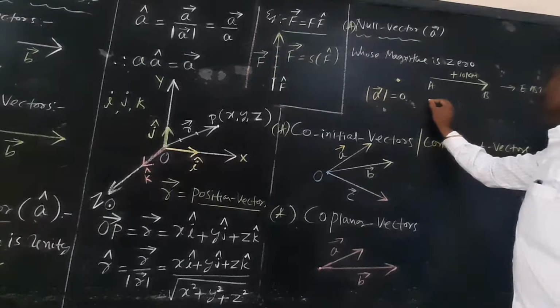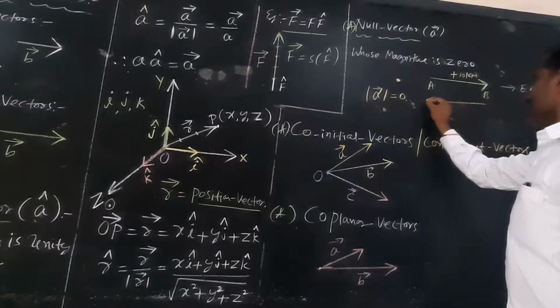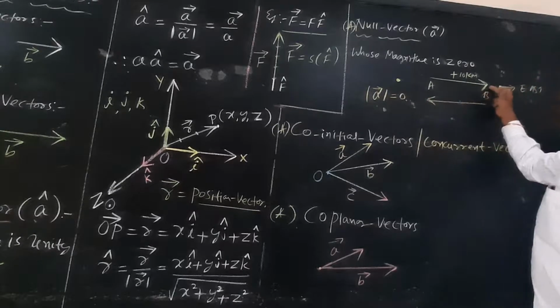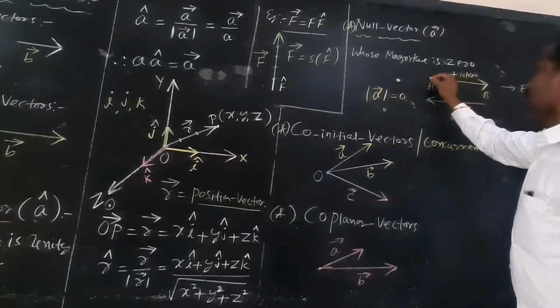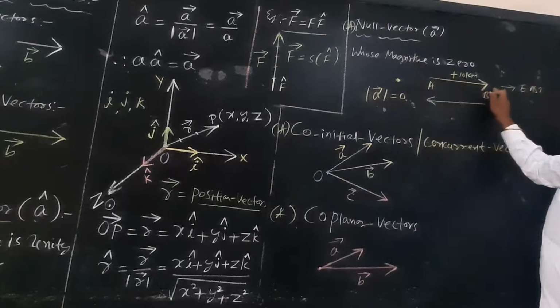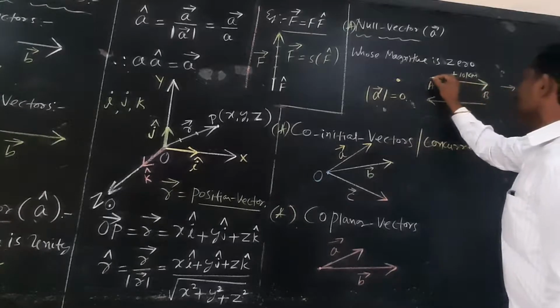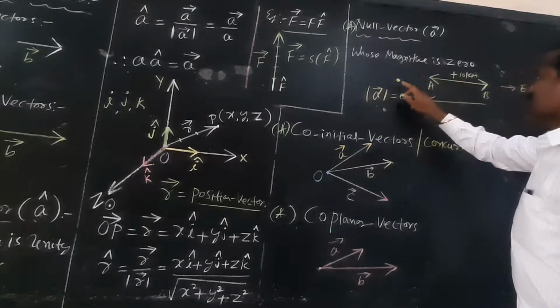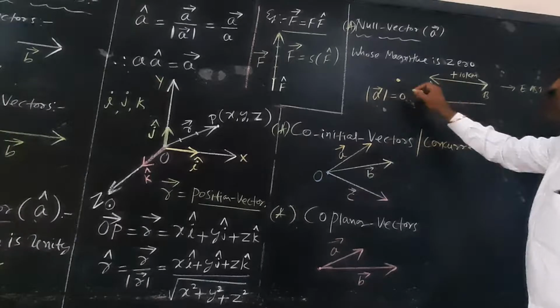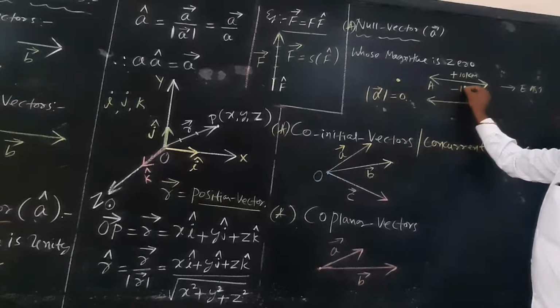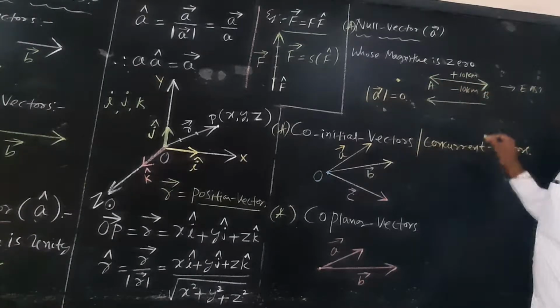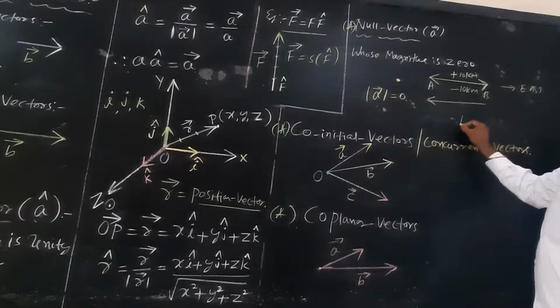Again, the body is returning back. It returned to point A. Moving from A to B and again it is coming from B to A. What happens? Initial point and terminal point are coinciding. So this is minus 10 kilometer. What is the net displacement?